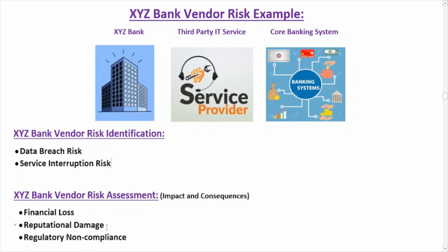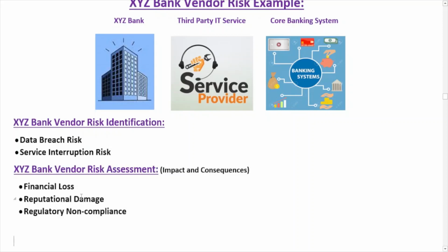Now they need to assess the impact and consequences of these two identified vendor risks. The first impact could be financial loss. Basically, if a data breach occurs, it could result in financial losses due to legal penalties, regulatory fines, customer compensation, and costs associated with remediation and recovery as well. The second impact could be reputational damage. Due to any breach or service interruption in both of our identified vendor risks, it can erode customer trust, damage XYZ Bank's reputation, and also result in the loss of clients and market share as well.